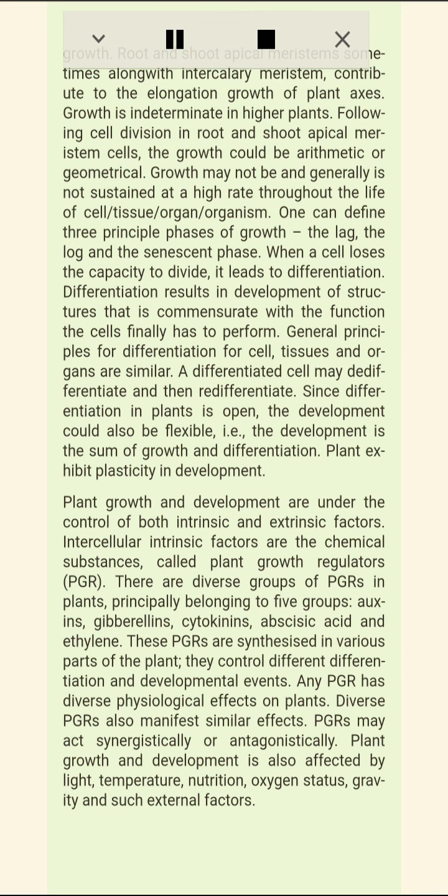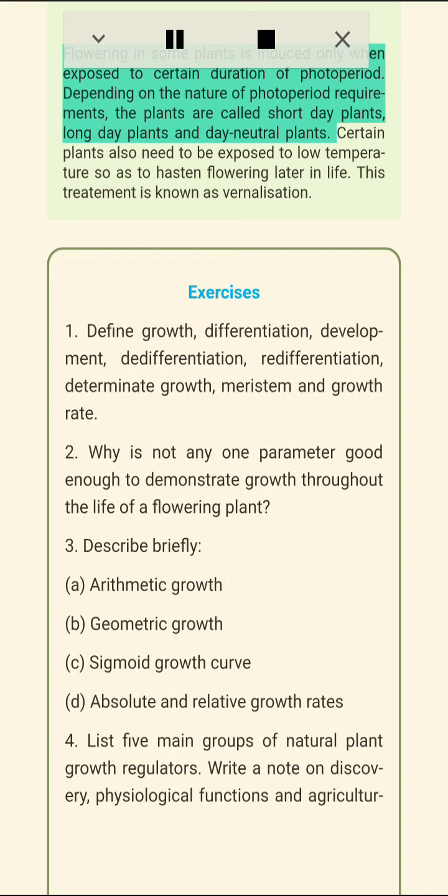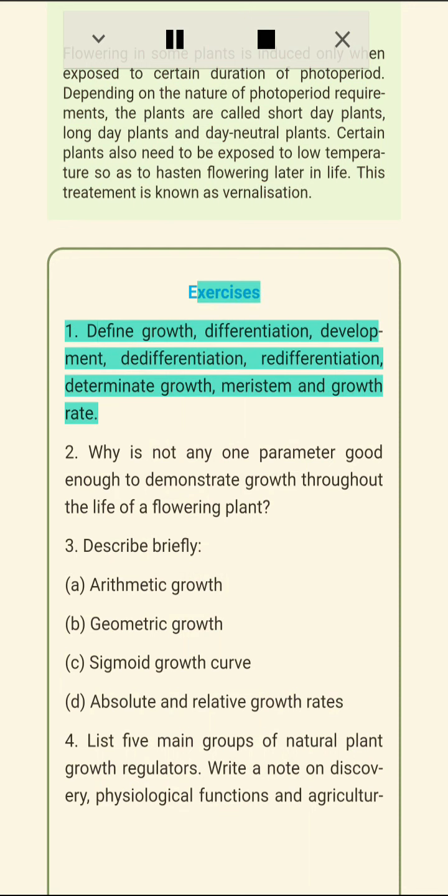Flowering in some plants is induced only when exposed to certain duration of photoperiod. Depending on the nature of photoperiod requirements, the plants are called short day plants, long day plants, and day neutral plants. Certain plants also need to be exposed to low temperature so as to hasten flowering later in life. This treatment is known as vernalization.